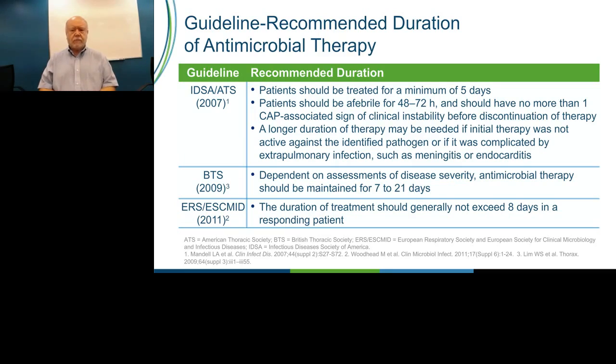If you feel that the patient has an underlying comorbid condition, or if they're identified as having some form of what we call extrapulmonary infection, such as meningitis or a bloodstream infection, then you clearly treat for as long as the patient requires it. And as I said earlier, you're looking for clinical stability. In Britain, again, we look at disease severity, and the therapy should continue for 7 to 21 days. And the 21 days really comes from the old ways of managing Legionella disease. And then at the bottom, the ERS have basically said duration of treatment should generally not exceed 8 days. That is, it gives you a little bit of room for manoeuvre.